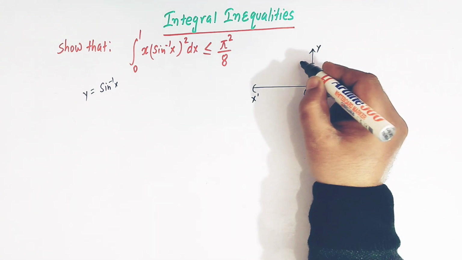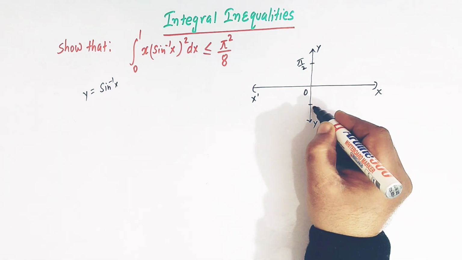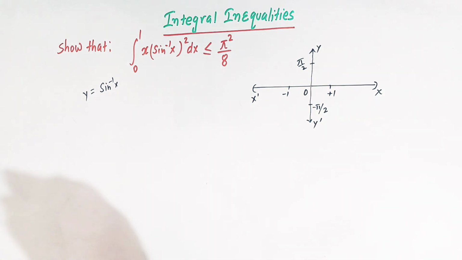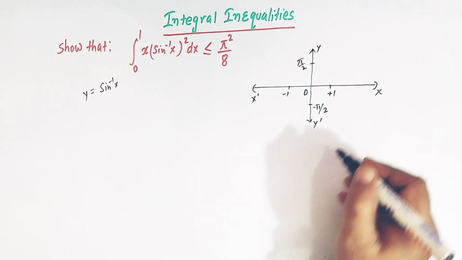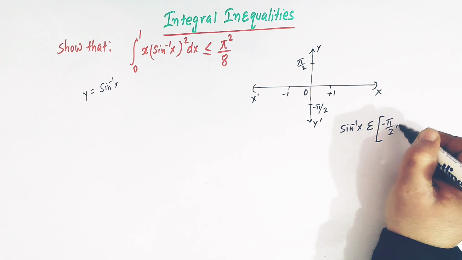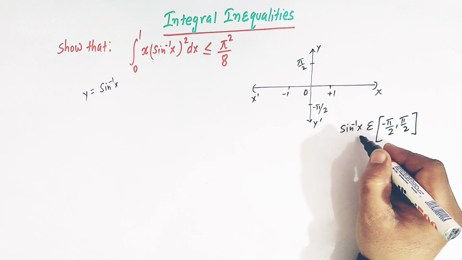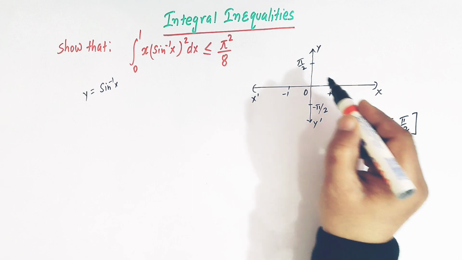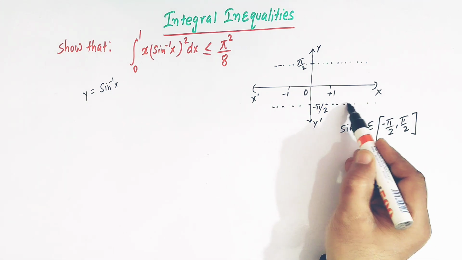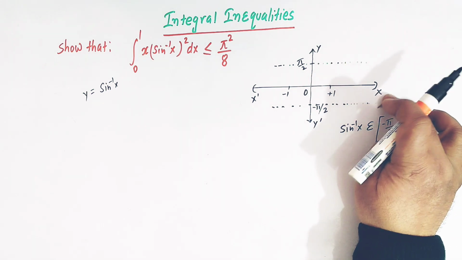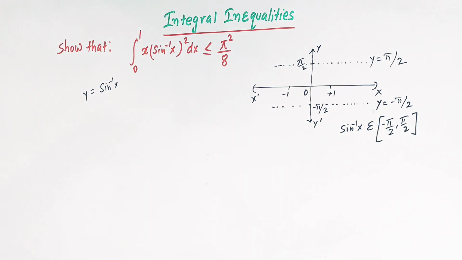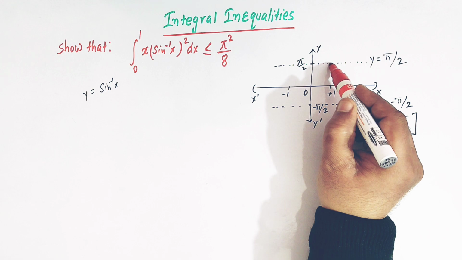So here we have 0, here we have pi by 2, and here we have minus pi by 2, here we have minus 1, and here we have plus 1, right? And we know that from the theory of inverse trigonometric functions, sine inverse x belongs to the interval minus pi by 2 to pi by 2, right? So the range of sine inverse x belongs to this interval. So here if we draw the graph of sine inverse x, these are the two lines parallel to the x-axis. This line is y is equal to minus pi by 2. This line is y is equal to pi by 2. So the graph of sine inverse x goes like this.